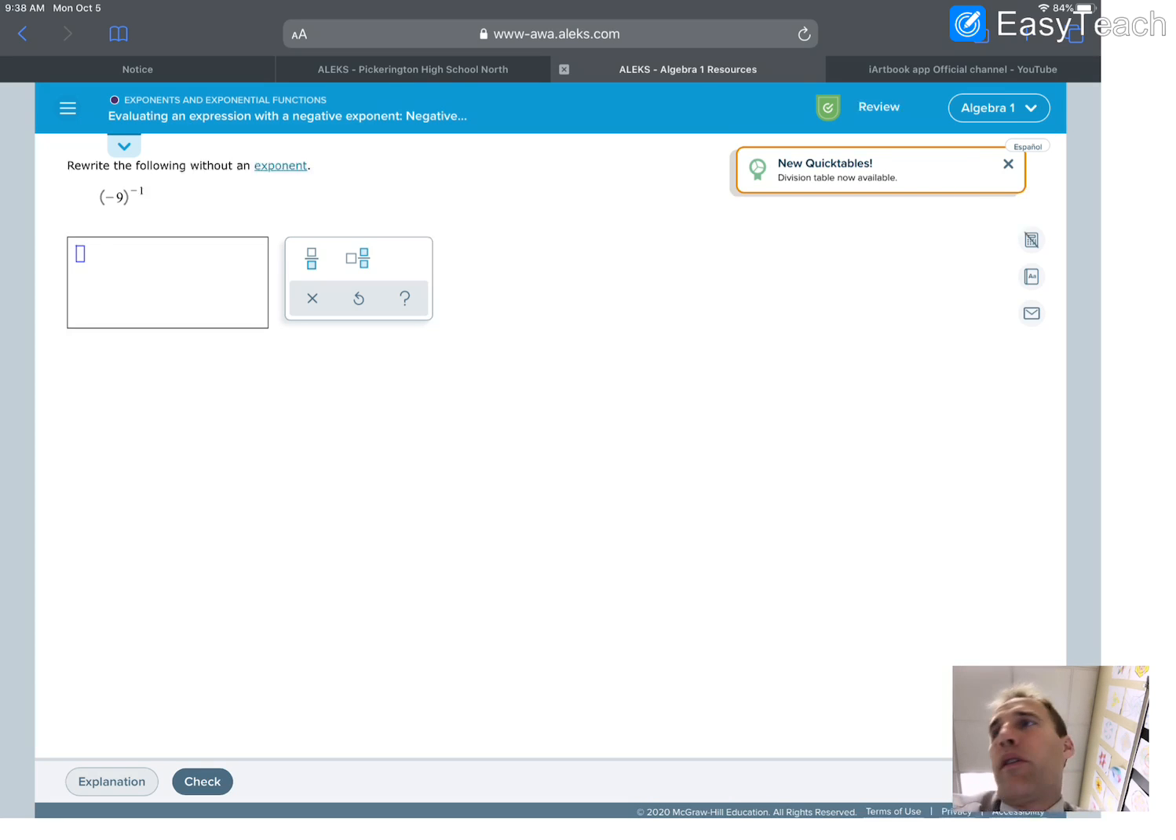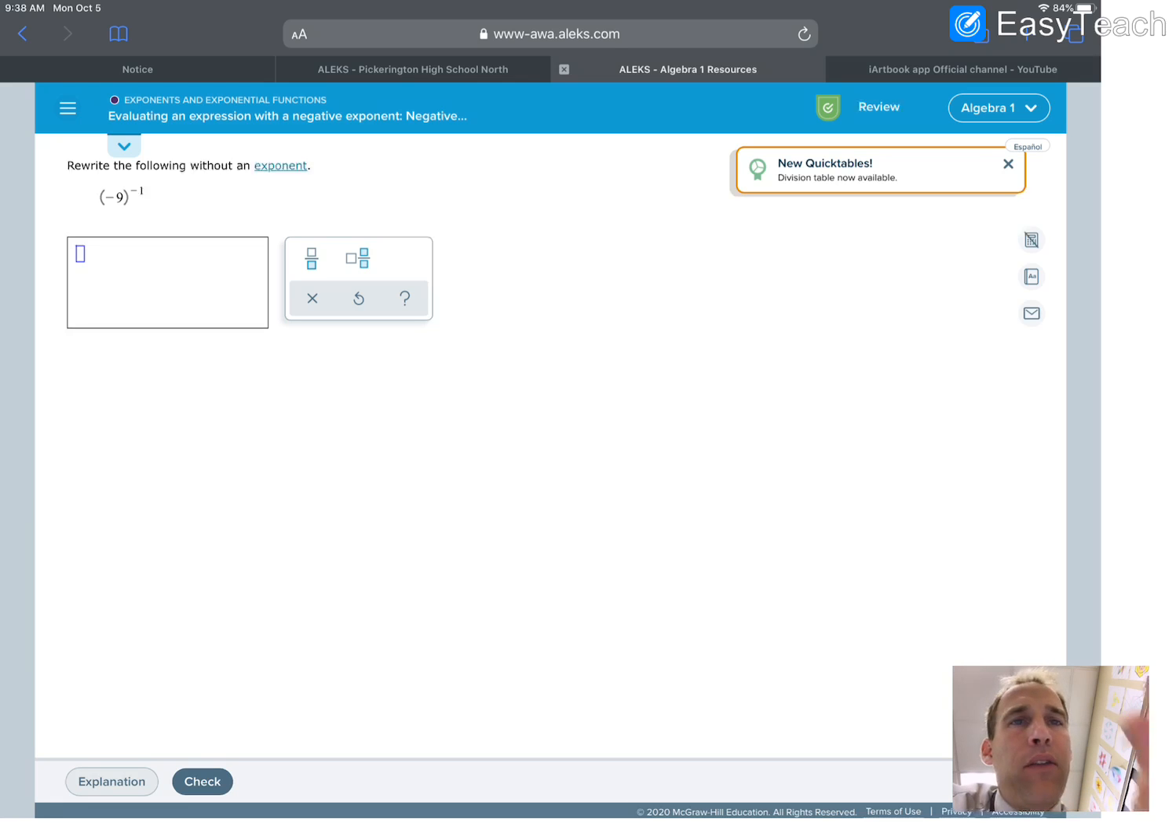Hi, I'm Mr. Oaks, and today's ALEKS topic is evaluate an expression with a negative exponent, and this time we've got a negative integer base. This gets people a little confused, and it really shouldn't. Remember, if you have a negative exponent, that just means that we're going to flip the inequality. It has nothing to do with the signs, okay?